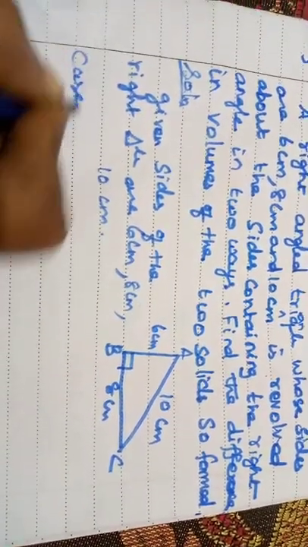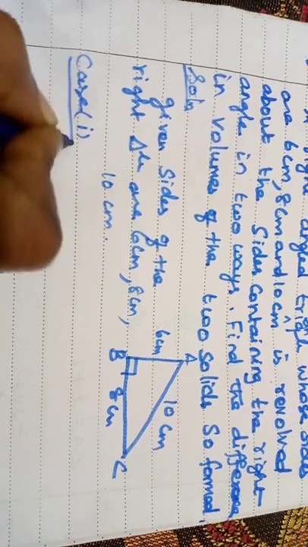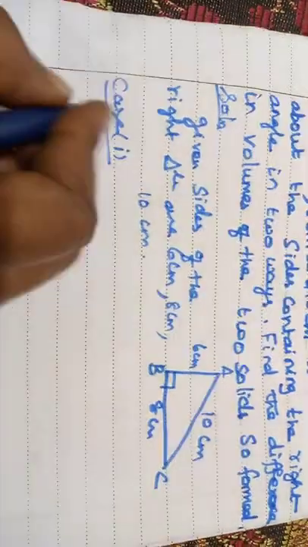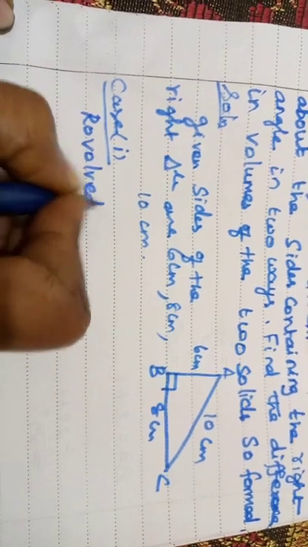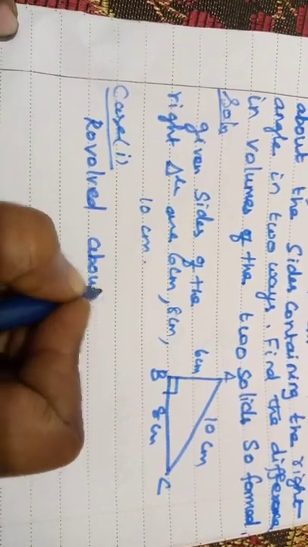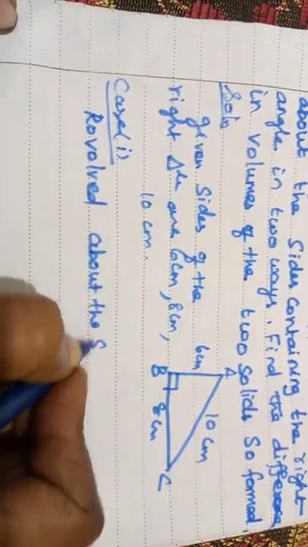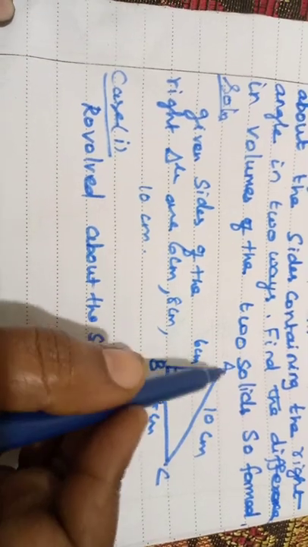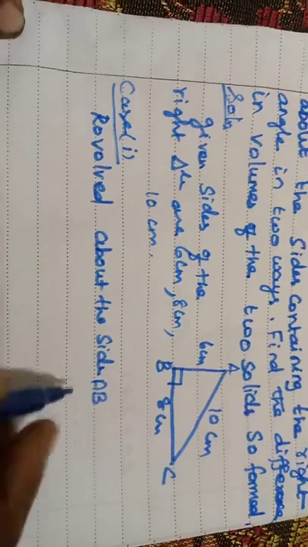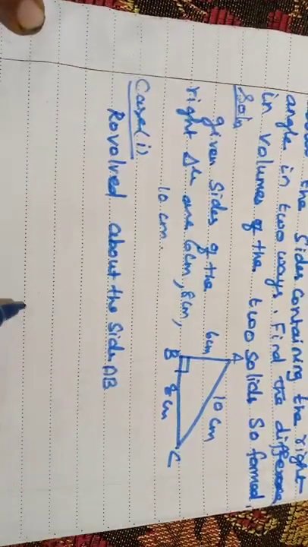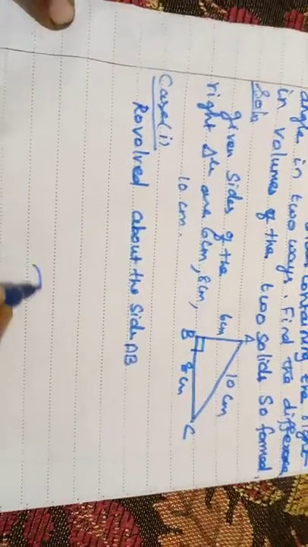Case 1. Here two cases we have. Any two sides we have to rotate. So first let us take the triangle revolved about the side AB. First of all, this side AB. So we get the cone likewise. Let us draw the cone.